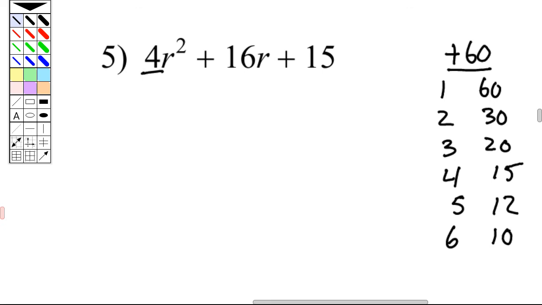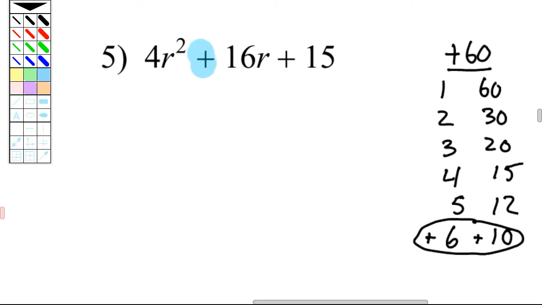Multiply first and last term. 4 times 15 is 60. Here are all the factors of 60. Which ones can add or subtract to make a 16? So it looks like the only one that's going to work is 6 and 10. So if they got to multiply to make a positive 60, either it's going to be a negative and a negative, or a positive and a positive. But if they need to add to make 16, it's got to be positive, positive.